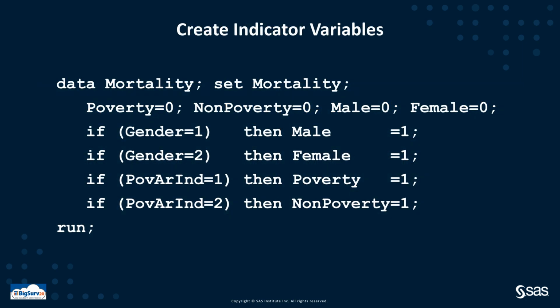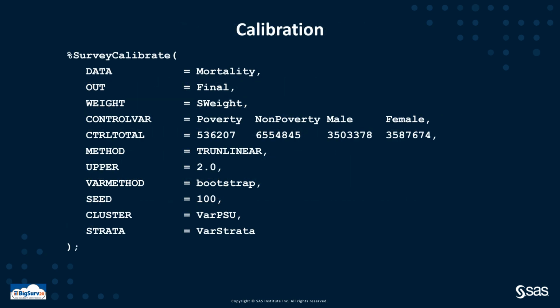Before I use the SurveyCalibrate macro to calibrate the S weight, because both POVARIND and gender are categorical variables, I first create some indicator variables for gender and residency as shown here before I call the macro. Now I'm ready to call the macro SurveyCalibrate. The input dataset is mortality. I name the output dataset to be final. The sampling weight is S weight. The calibration control variables are the indicator variables we just created in the previous slide, and their known totals are specified by the control total parameter.